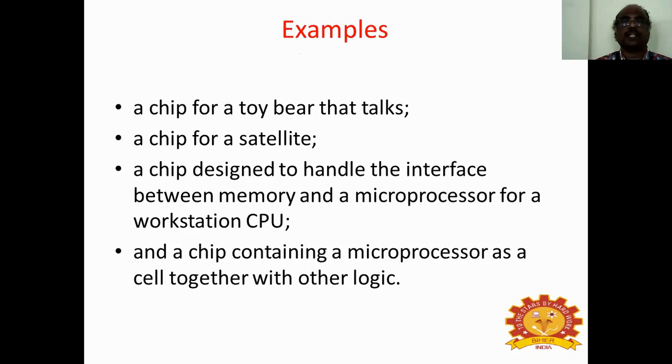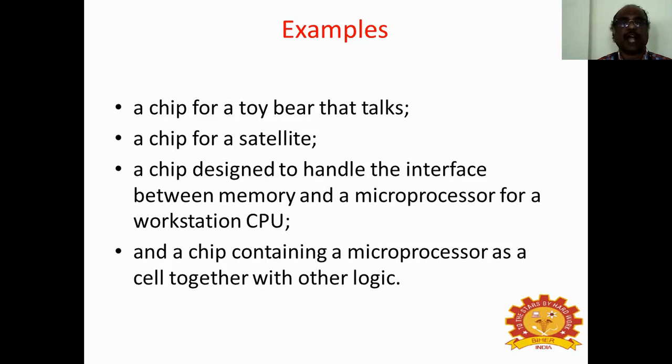And for examples, let us say, a chip for a toy bear that talks. This is a toy bear, and for the toy bear to speak, to talk, there is a chip designed for it. That type of chip is called an application specific IC, where you have speech processing and everything built inside the chip. Or a chip for a satellite for doing some specific application, such as capturing an image, storing the image, or analyzing the image. You can have some sort of chip designed for this. It can be anything on the chip.